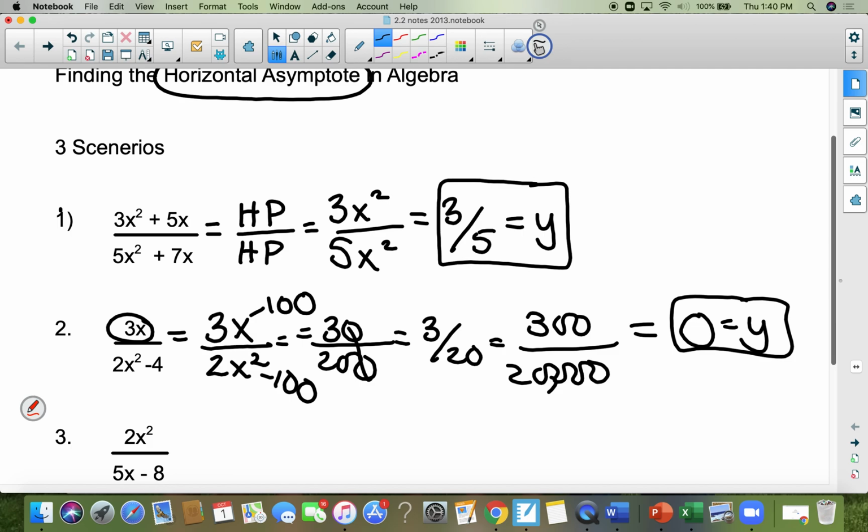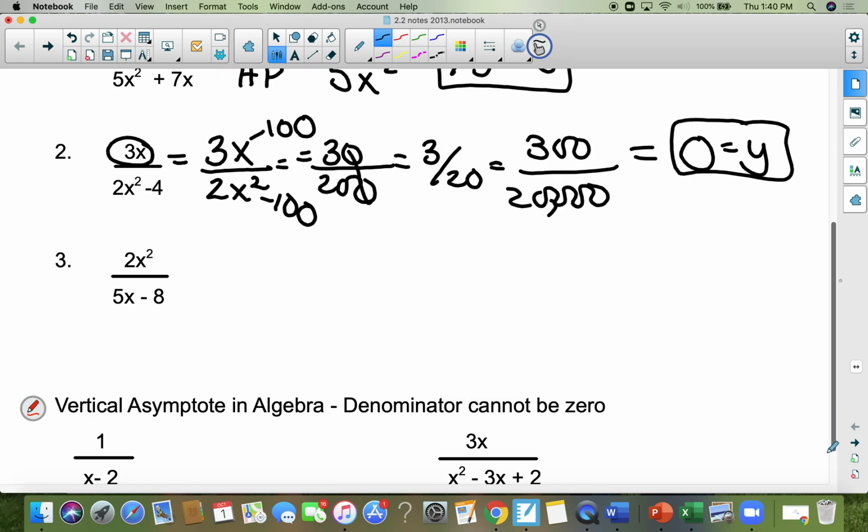This one, what happens if the power on the top is higher than the power on the bottom? If x is 10, it'd be 200 over 50. The top is getting really big, and instead of dividing by the smaller number, there is no limit because this is always getting bigger, right? Yeah. So this one has no horizontal asymptote.